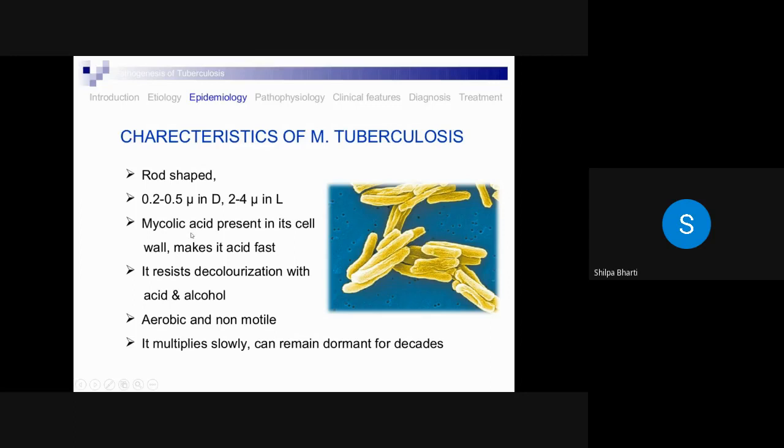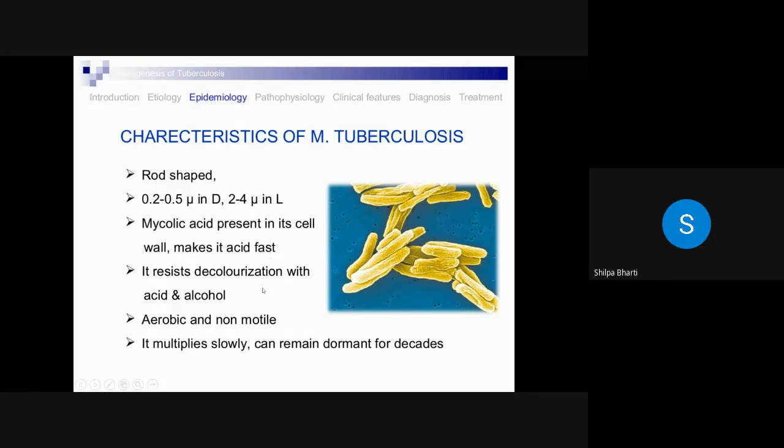It consists of mycolic acid, which is present in its cell wall, and that makes it acid fast. It resists decolorization with acid and alcohol. Means when we stain this bacteria, we have a special stain, because its cell wall is very unusual, which we call a waxy coating, a characteristic of the Mycobacterium group of bacteria. It has a lot of mycolic acid present on the cell wall, and that makes it tough, a hardy bacterium. Because of this mycolic acid, it is known as acid fast. So what is this acid fast?